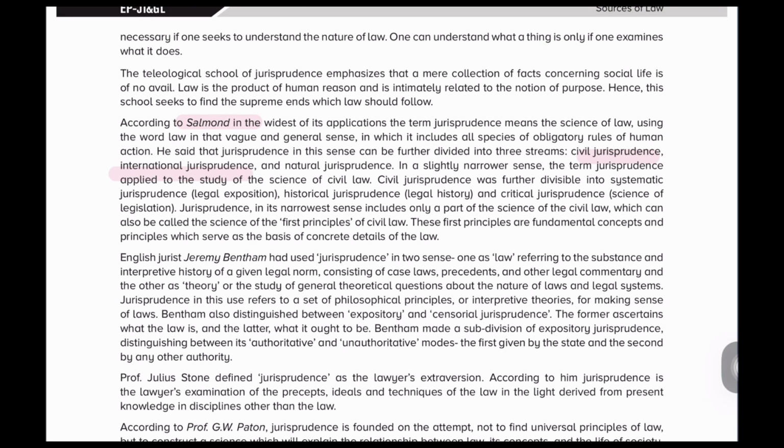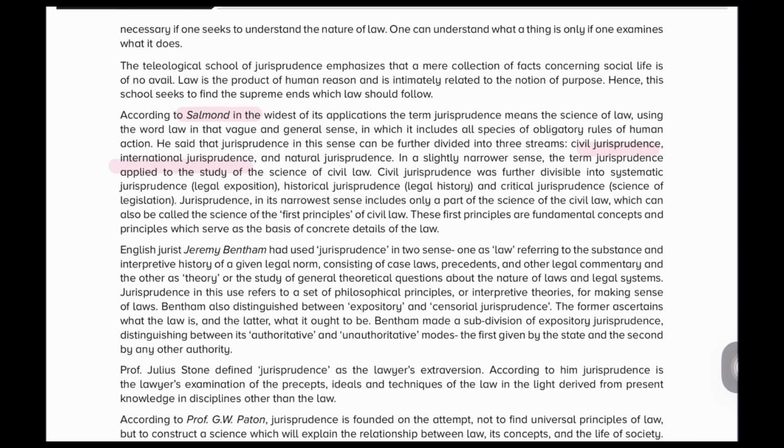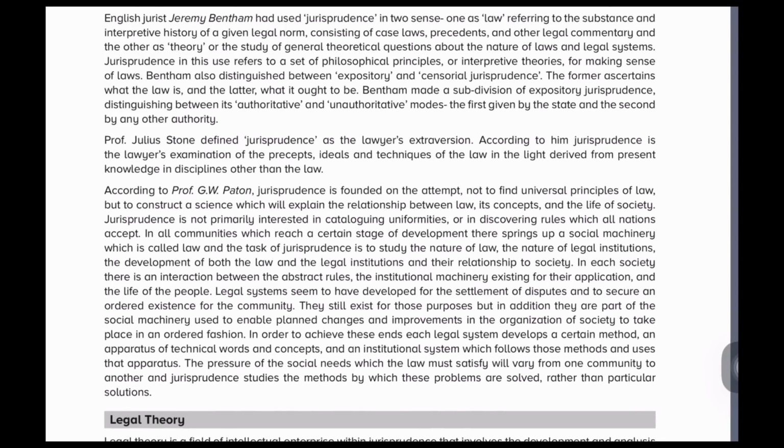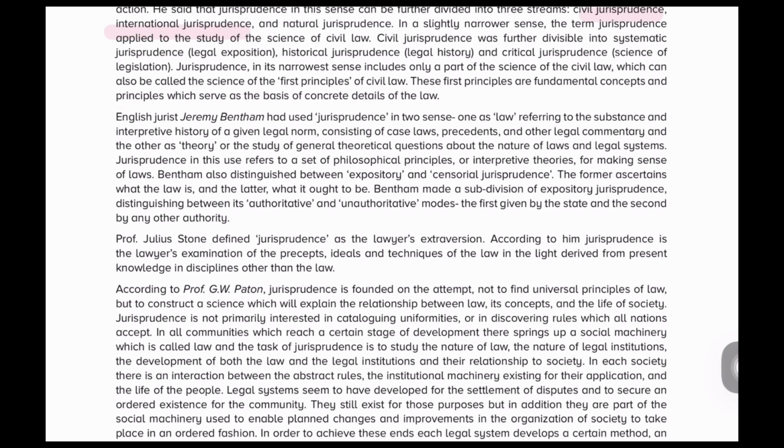Okay, let's discuss schools of jurisprudence in brief. Different schools emphasize different aspects of law. The analytical school studies law as it is, focusing on structure and principles, not morals or social goals. Another, the sociological school, says law must solve social problems. To understand law, one must see its social function. And the teleological school is purpose based. It considers law as a product of human reason and purpose, so it focuses on the ultimate goals that law should achieve.